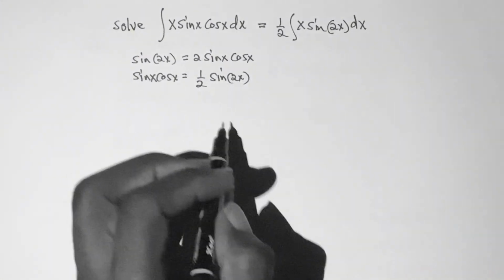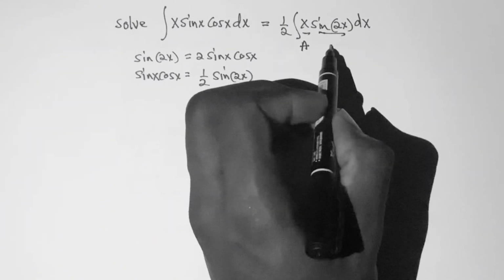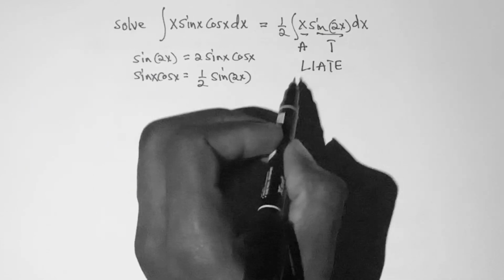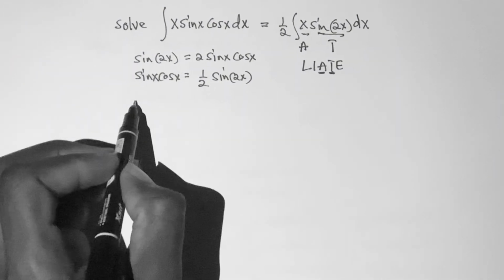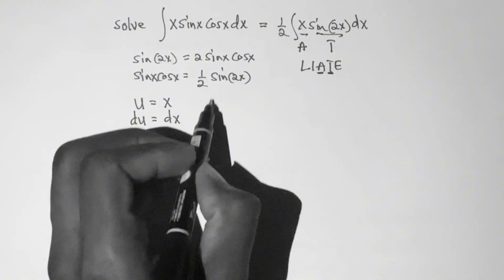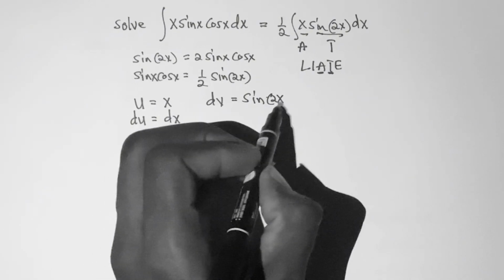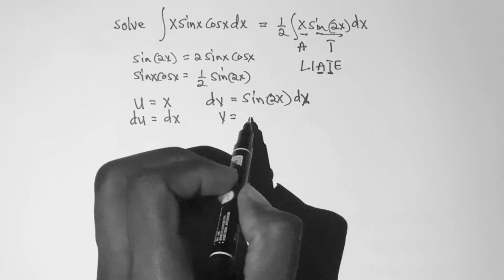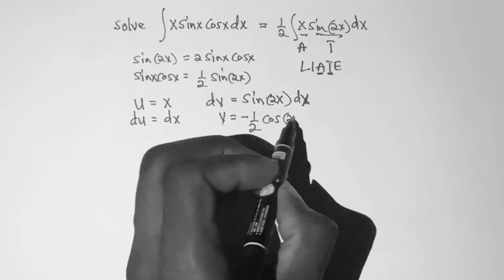Now you can see that this part is the algebraic function and this part is the trigonometric function. So using the LIATE rule, you can see that the algebraic function comes first before the trigonometric function, and therefore in our u substitution, u is equal to x. So du is equal to dx. Then dv is what is left, so that is sine 2x dx. So v in this case is equal to, now if you integrate sine 2x, you get minus 1 over 2 cos 2x.